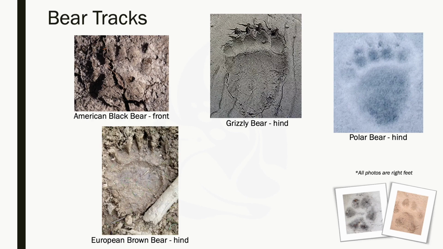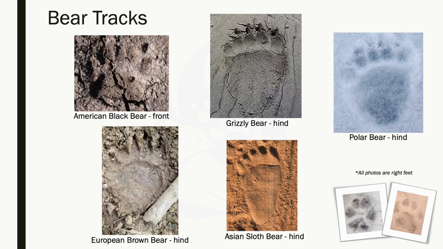So very similar to the grizzly bear above it. They're closely related. You can see obviously 5 toes and clearly see the nail marks on this one. Very sharp nails, as well as, again, that heel pad that registers. And finally, we've got a hind foot of an Asian sloth bear. I like this one because you can really see the delineation between the palm pad and the heel pad there.